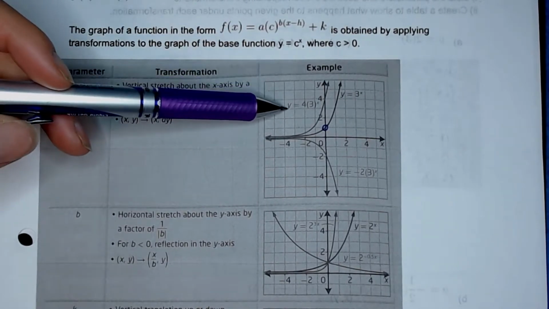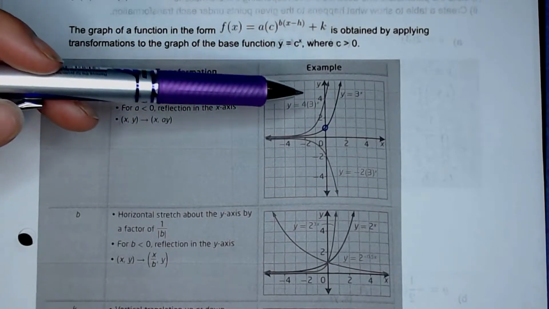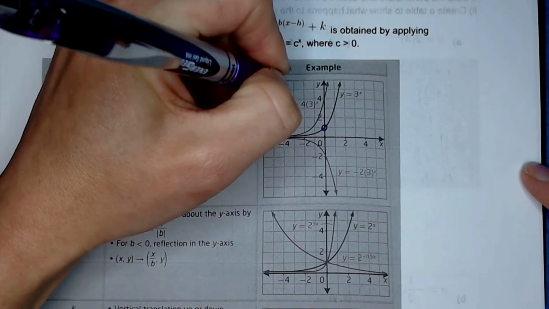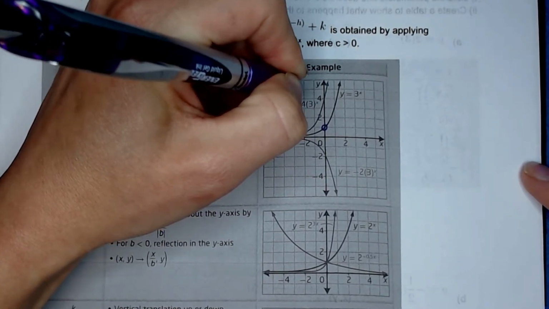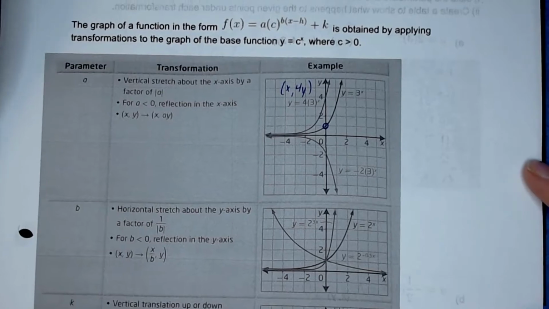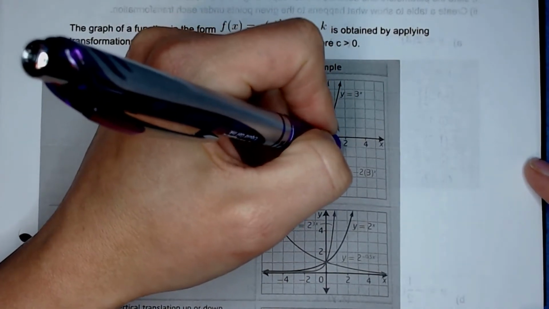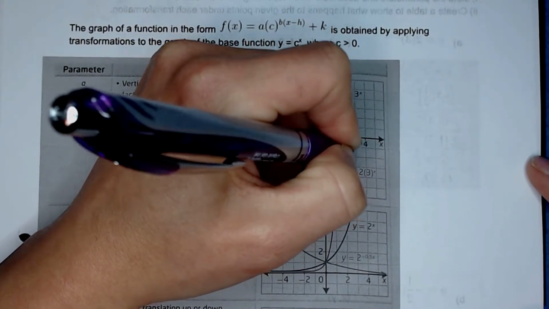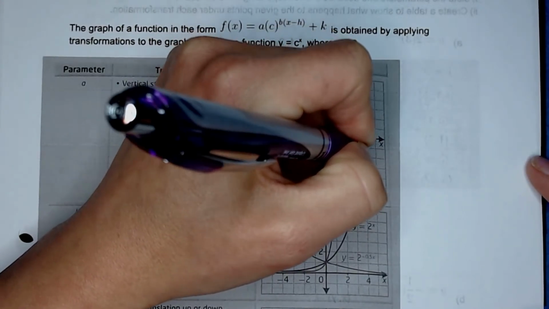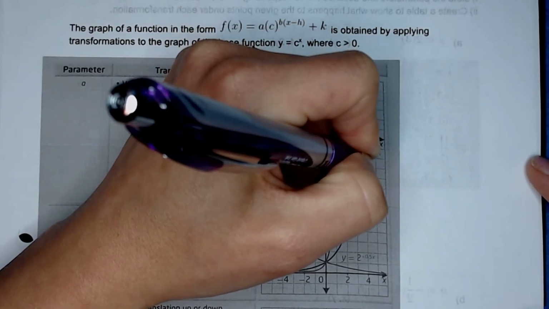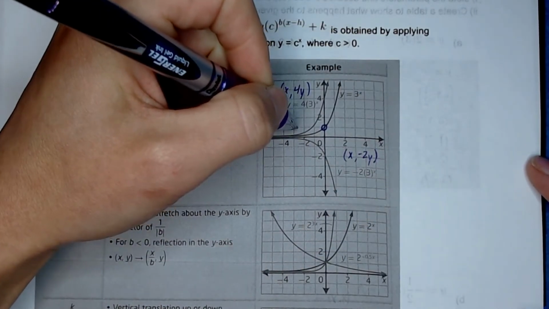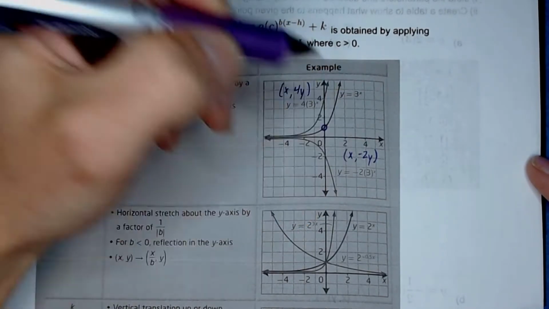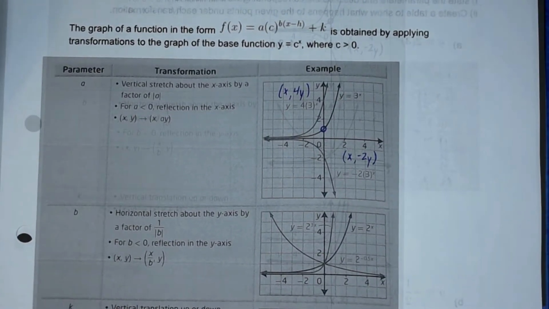So if we look at the graph of y equals 4 times 3 to the power of x, we would have mapping points of x, 4y. And then in the other example, y is equal to negative 2 times 3 to the power of x, we would have our x values, and then negative 2 times our y values. So notice that it's done that reflection over the x-axis because of that negative 2. It's going off in that other direction.